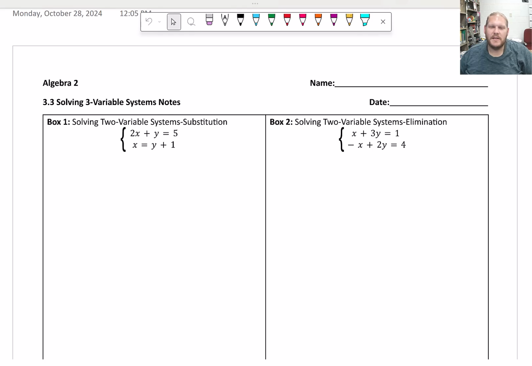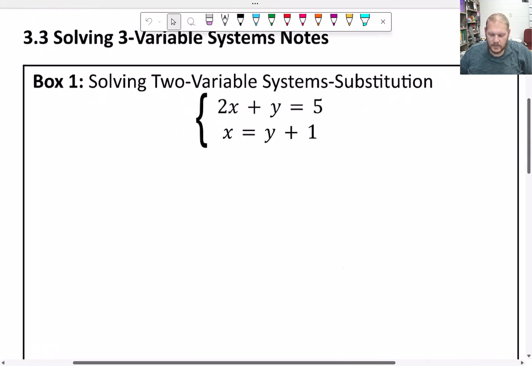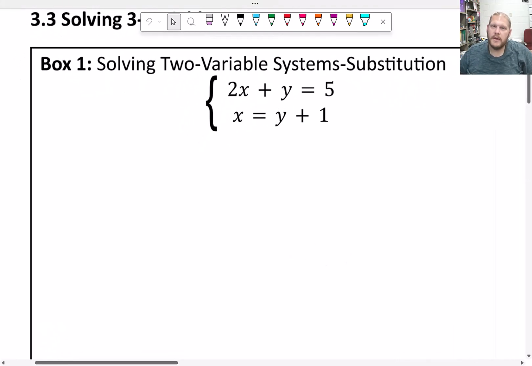Hey guys, today we're taking a look at our notes for 3.3, which is all about solving three variable systems of equations. So before we hop into our new stuff, let's do a quick recap of solving algebraic systems when they are 2 by 2, because we do want to make sure we have those skills sound before we jump into applying them to a three variable system.